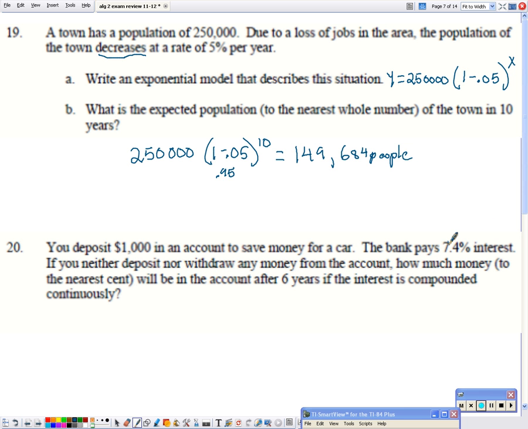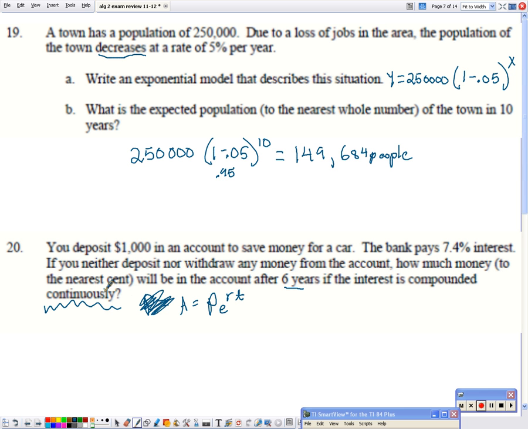Alright, number 20. You deposit $1,000 in an account to save money for a car. The bank pays 7.4% interest. If you deposit it for 6 years, compounded continuously, we are not going to use the formula we used for number 17. Now we are going to use the formula amount equals principal times e raised to the rt.